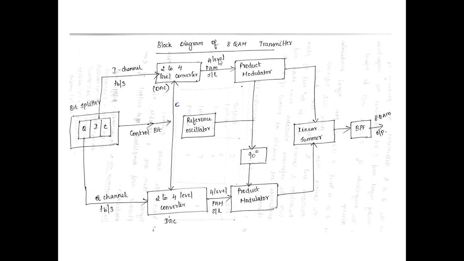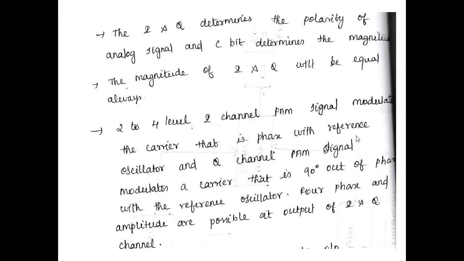Similarly, on the lower side, in the quadrature channel, the same work is done. Then after that comes the product modulator, which multiplies this 4 level PAM signal with the oscillator output, and here is a 90-degree shift for the quadrature phase. Then again a linear summer and band pass filter, which generate the 8 QAM output. So here is the description.